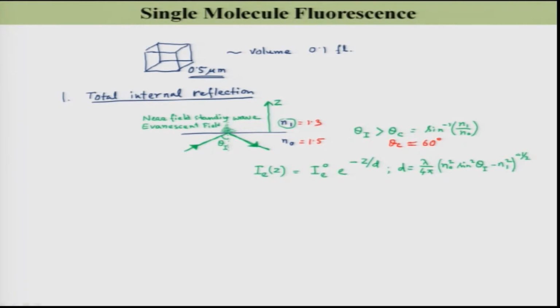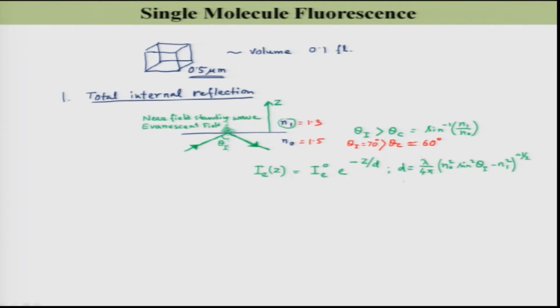So, if theta I is greater than 60 degree, let me consider that theta I is equal to 70 degree. I can choose that which is greater than theta c, then it will fulfill the total internal reflection condition. In that case, I can simply evaluate what is the value of d, because I know n 0, I know theta, I know n 1, but it also depends on the wavelength.